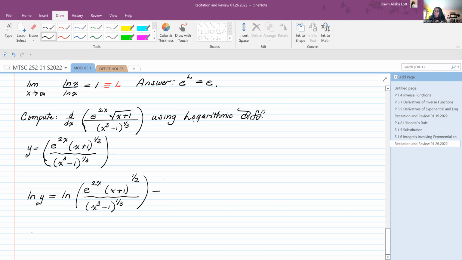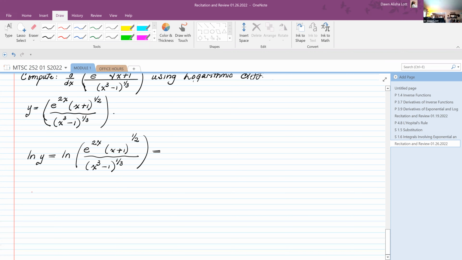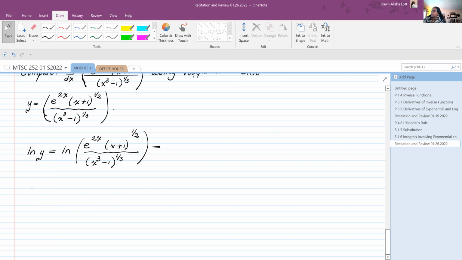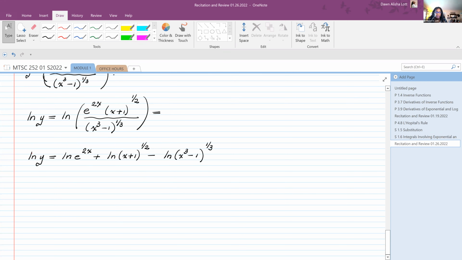Now you have to use properties of logs to simplify that. So you get the natural log of y is the natural log of e to the 2x plus the natural log of x plus 1 to the 1/2 power. And because that's in the denominator, you're going to get minus the natural log of x cubed minus 1 to the 1/3 power. Now you have to simplify. So when you simplify, what do you get?